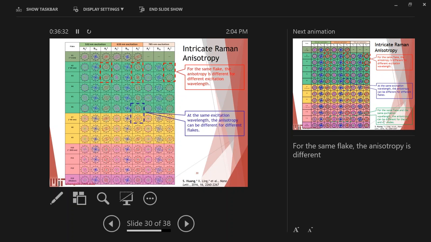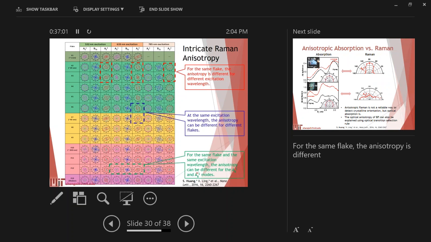And actually, if you look at the flakes for the same thickness, you can observe that all the Raman polar plots are of the same orientations. But if the thicknesses are different, or if you look at the flakes with different colors, you can see this Raman polar plot can be different. So this is a direct evidence to show that the thickness also matters for Raman anisotropy. And also, since we have 2 AG modes here, we can see these 2 AG modes can also give us different Raman anisotropy. And this is also what we have observed in the gallium telluride case.